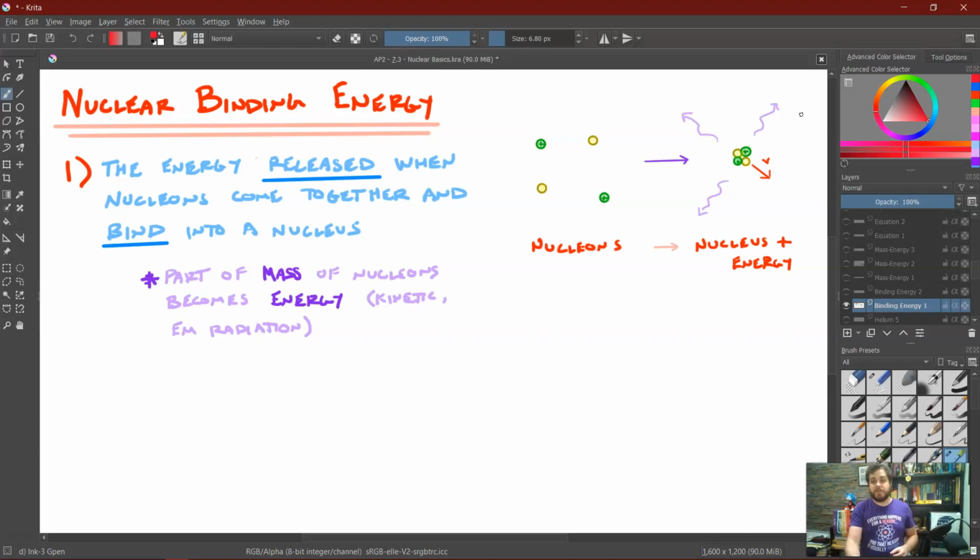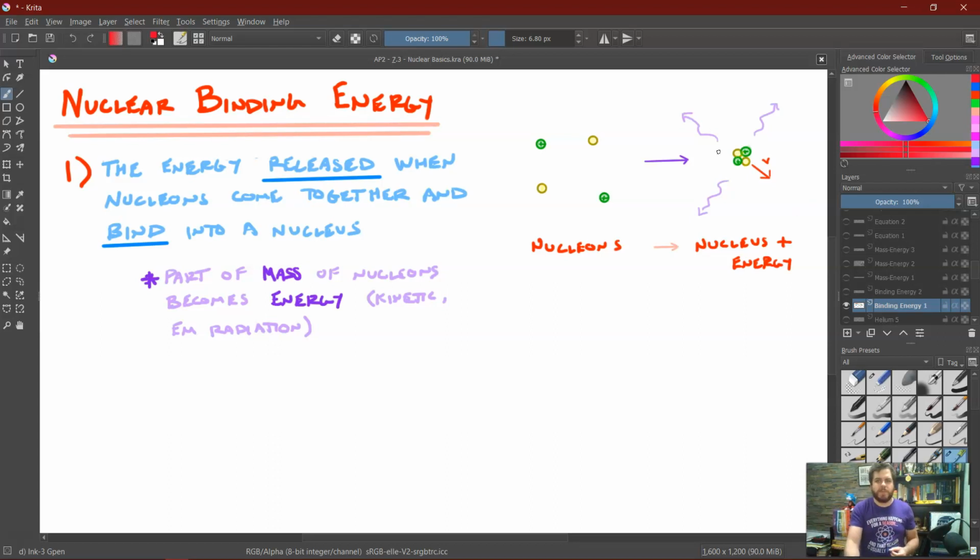So in other words, if I have these 4 nucleons here, they come together and bind into a nucleus, and energy is released. So part of the mass of each of these individual nucleons is literally converted to energy. And this is the nuclear binding energy, that energy that is released when they bind. Now, what type of energy is that?